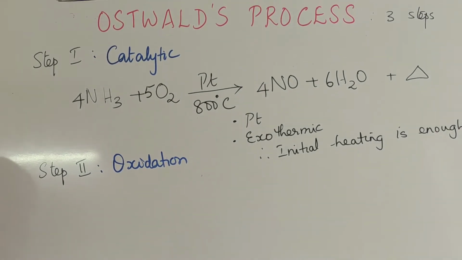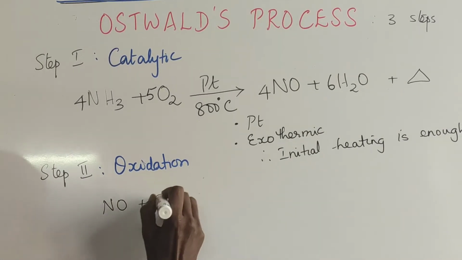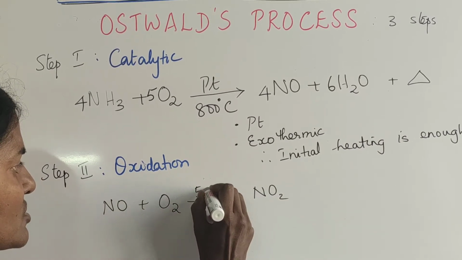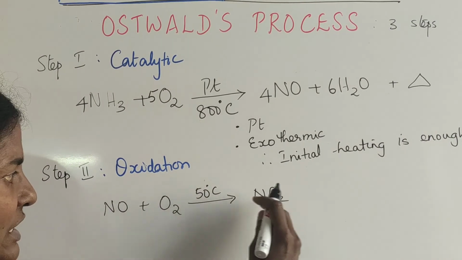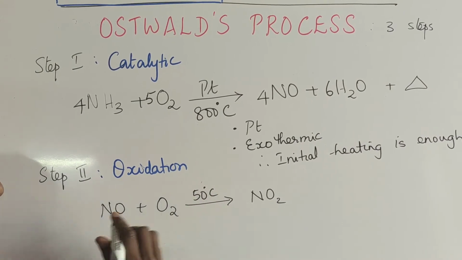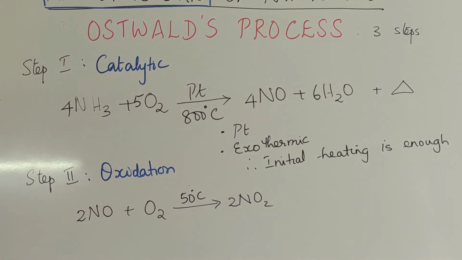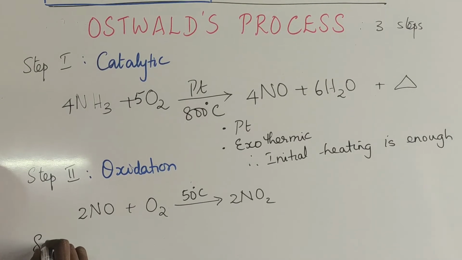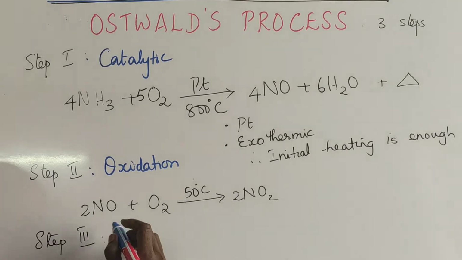So what happens in this oxidation is this nitric oxide reacts further with oxygen to give nitrogen dioxide at a temperature of 50 degrees. Why this 50? Because higher temperatures can lead to the decomposition of nitrogen dioxide. So we prefer 50 degrees. So 2 and 2 here. This is what happens in the second step, that is oxidation. Next we move on to step 3, which is absorption.